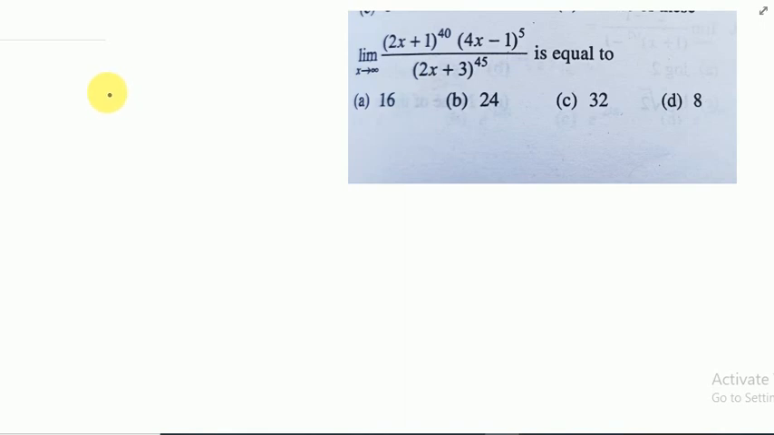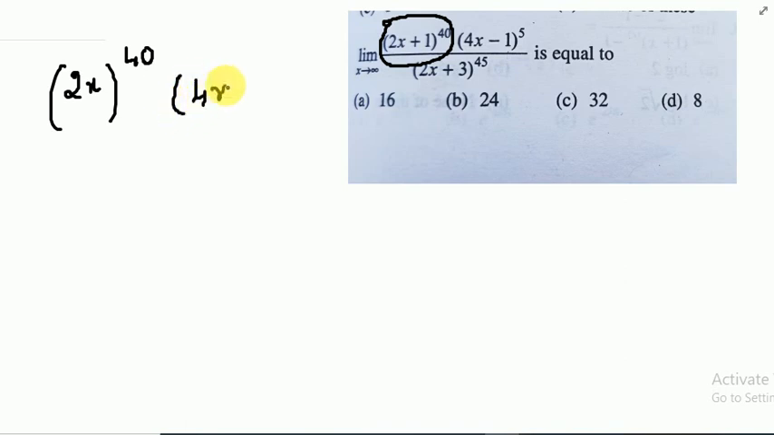Now what will be the coefficient of x in this particular term? In this particular term, the highest term will be (2x) raised to 40. The remaining terms will have degree less than 40, into (4x) raised to 5. I am only writing the highest terms, because if you know the binomial expansion, you will understand the next terms will be less than this.